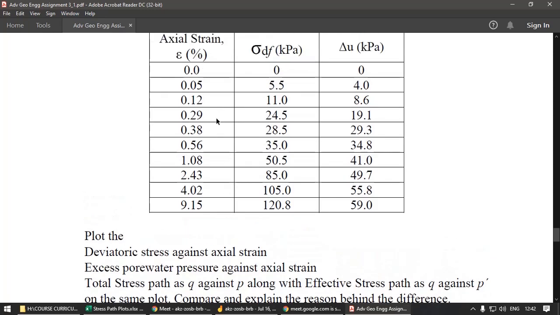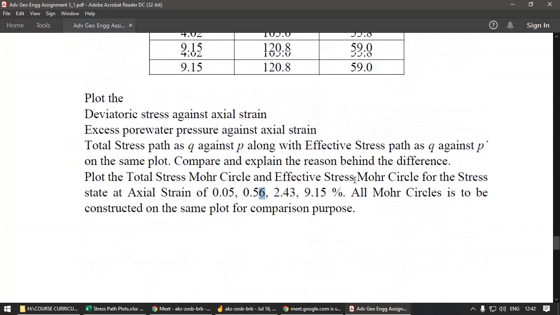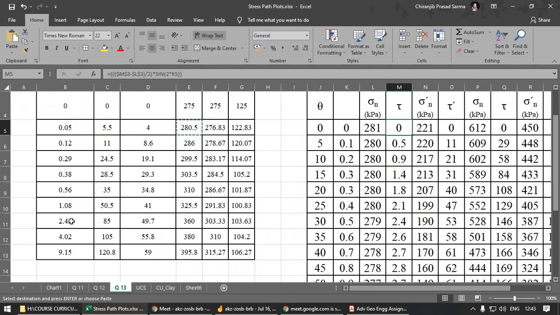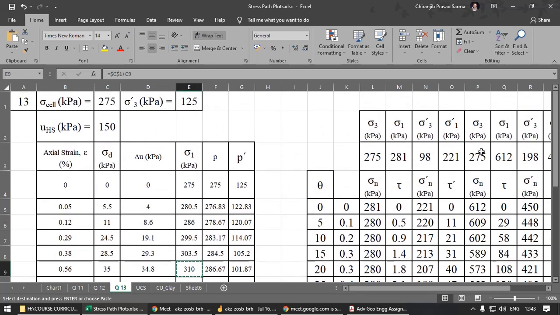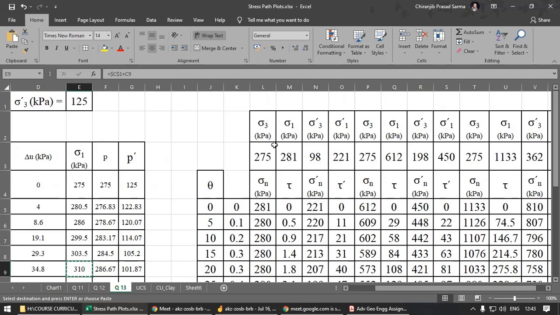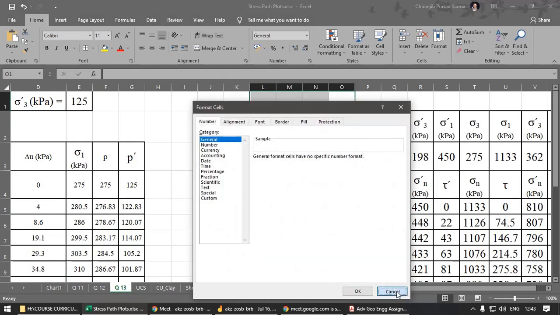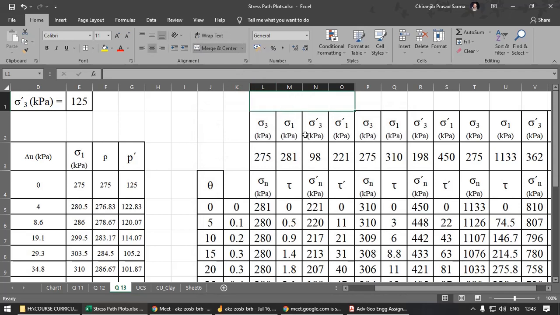I think I made some mistake. Oh, okay, here it is 0.56. Okay, so 0.56, where is it? Yeah, this one. So total stress sigma 1 is 310 at that strain level. So we will plot it here. So sigma 3 and sigma 1 are done, so sigma 3 we will plot it here. Okay, so we can give one, sorry, merge text. So this will be for 0.05 strain.